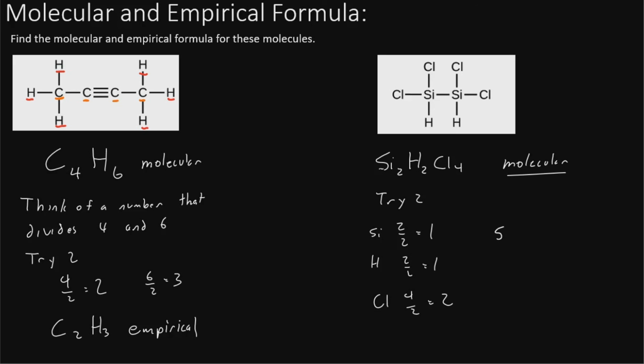Now, ordinarily, you might think that you're writing Si1H1Cl2. However, in chemistry, we don't write the number 1. We just write the symbol by itself. So the correct empirical formula is SiHCl2. So once we get the molecular formula, the empirical formula is the formula that is in lowest terms. Now, if we could divide by something else to get the numbers lower, we would. But with this particular formula, this is as far as we can go.